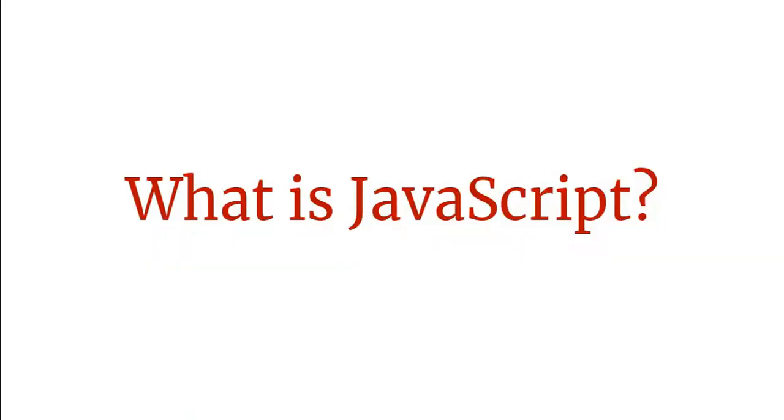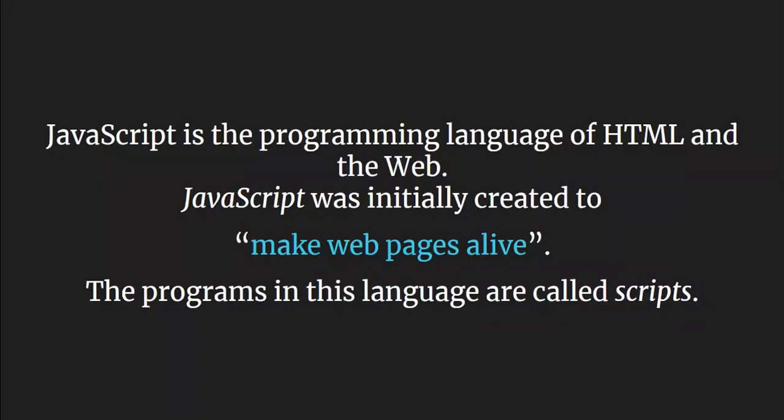Now what is JavaScript? JavaScript is a programming language of HTML and the web. JavaScript was initially created to make web pages alive. The programs in this language are called scripts, and it is also called a scripting language, right? It is a high-level, often just-in-time compiled and multi-paradigm language. It has curly bracket syntax, dynamic typing, prototype-based object orientation, and first-class functions, right?